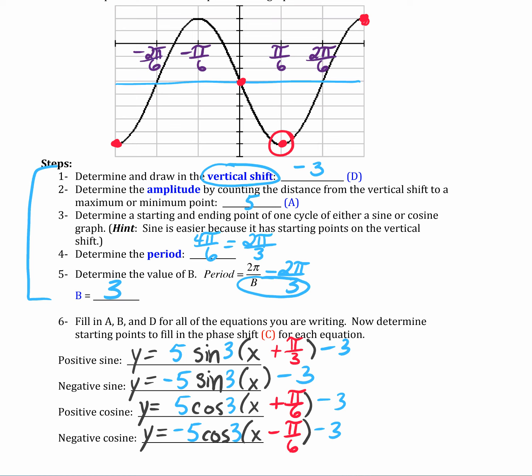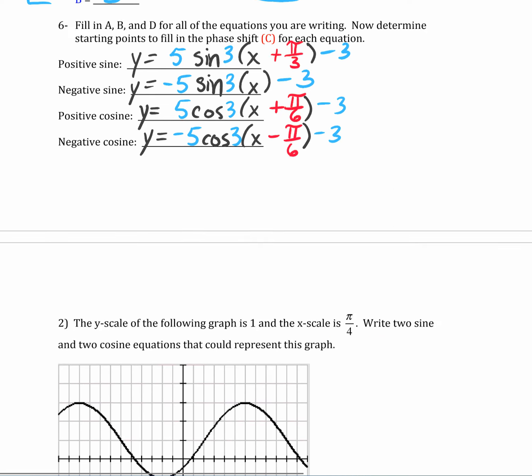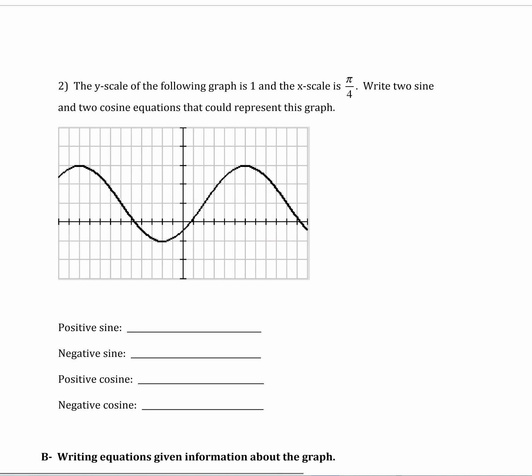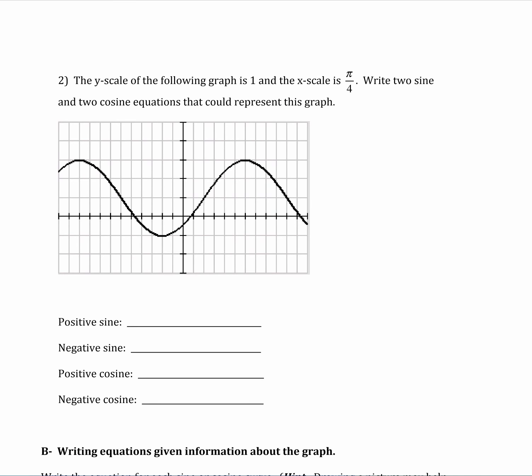So the bulk of the information is that beginning information will be the same for every single graph, and then you're going to look for each of the specific phase shifts, whether you're looking at a positive or negative cosine. All right, so let's look at another example. All right, so for this, we're going to go the same route.